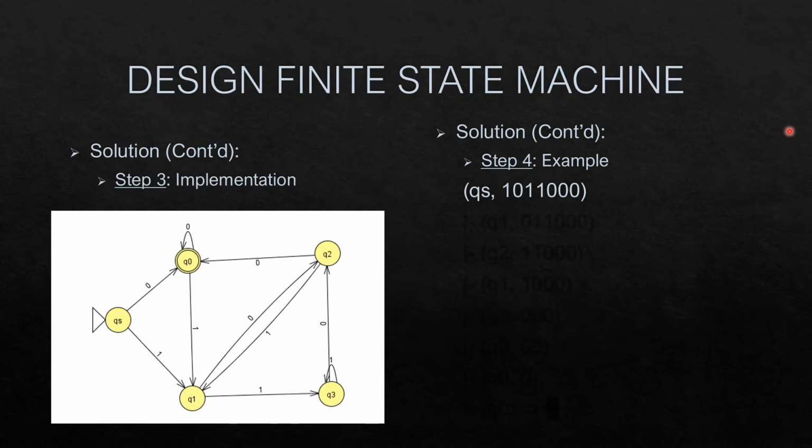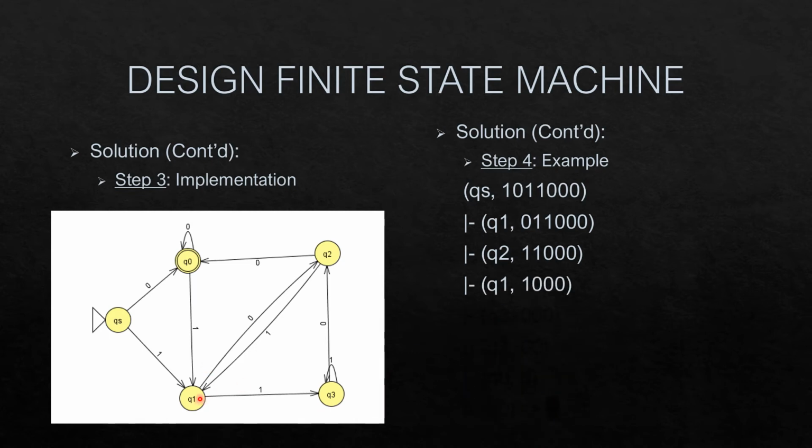Let's check the example. We have QS and the number is somewhat big. Do you think this is divisible by 4? Let's check it out. When I am in QS state, the first digit I am getting is 1. I have to transit to Q1 state as seen in the transition diagram. When I reach Q1 state, the next input I am getting is a 0. So on 0, I change my state to Q2 state. When I am in Q2 state, if I get the next input as 1, I go back to Q1 state.